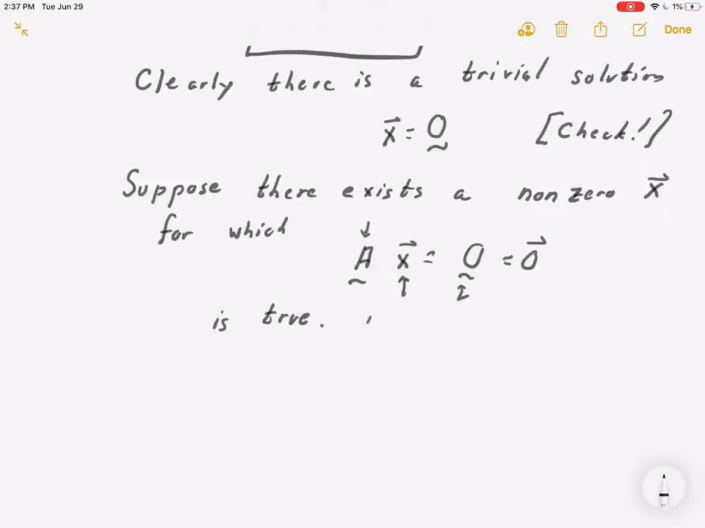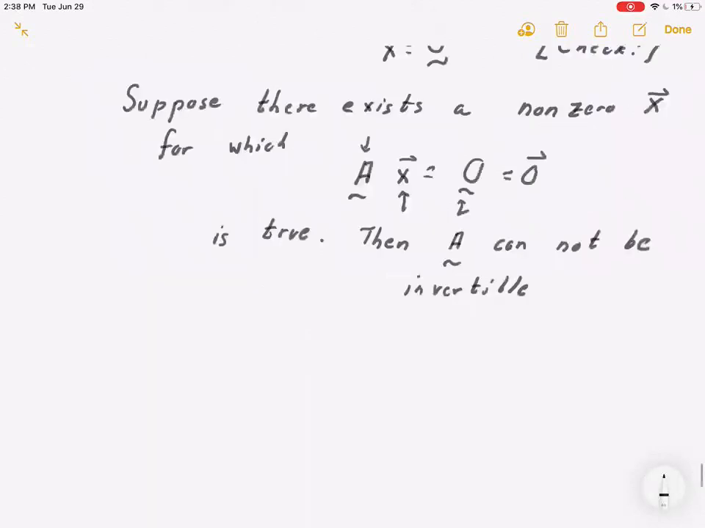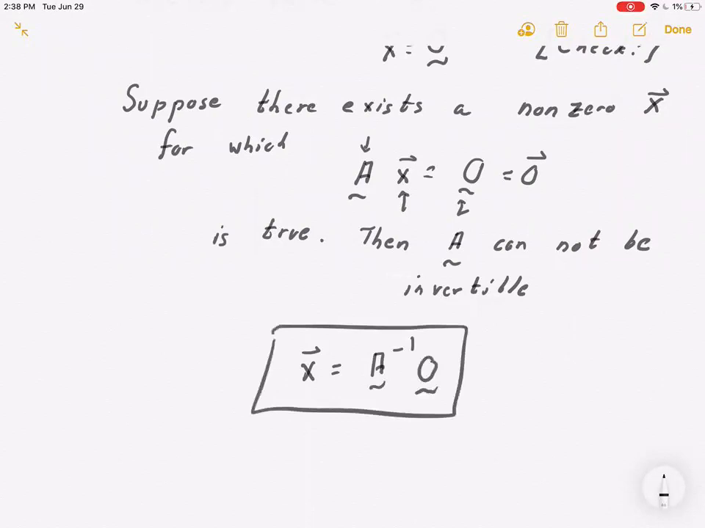Okay. Then there's a very logical conclusion that you can reach. A cannot be invertible. It can't have an inverse. Why is that? Well, if A were invertible, then you would be able to write down this simple matrix equation. And you sit down and stare at this for a minute, you realize that this is impossible.